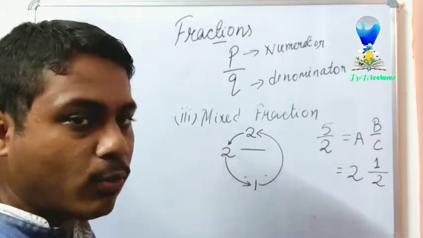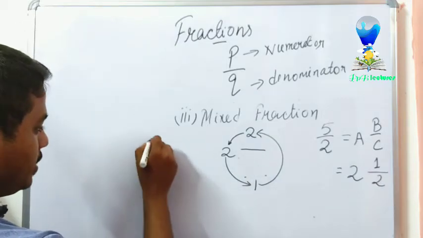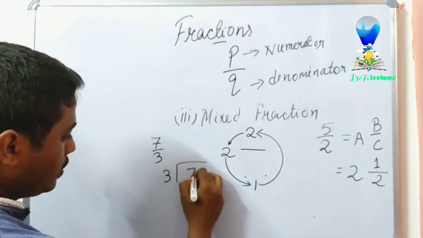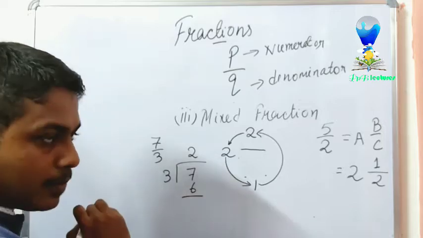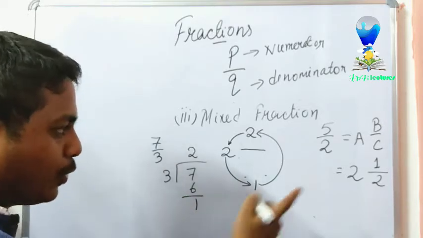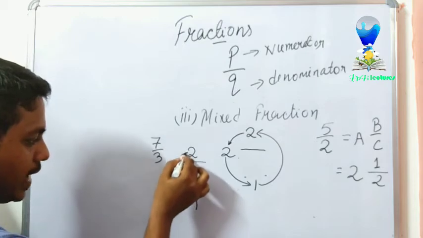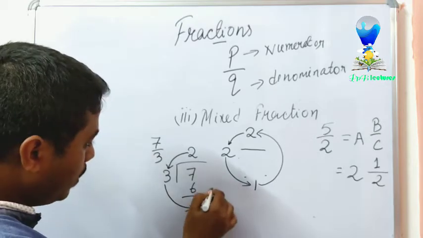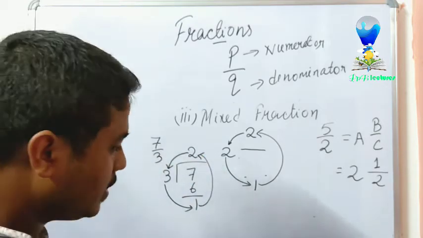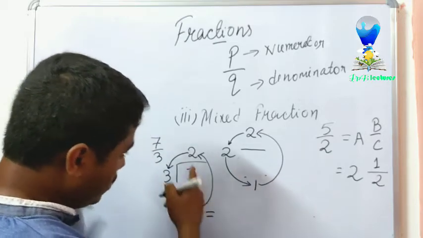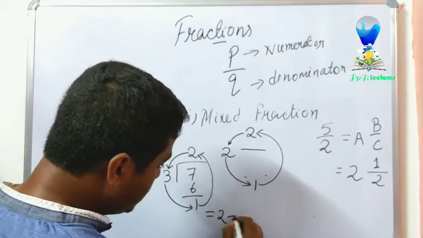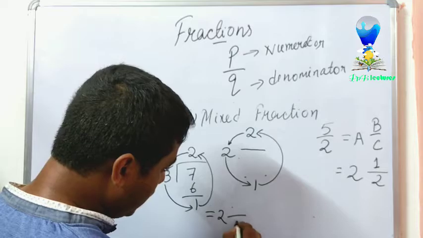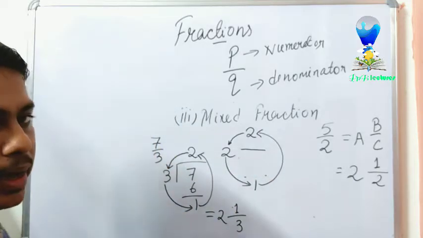Again I am repeating. If I take one more number, like suppose I have 7 by 3. So it can be represented by 3 into 7. So 3 2s are 6. So remainder it will be 1. So how to write in the ABC form? So this will take the position of 3. 3 will be taking the position of 1. 1 will be taking the position of 2. That means I can write this number as 2. The 3 will be going below and 1 will be going up. So it will be 2 1 by 3.